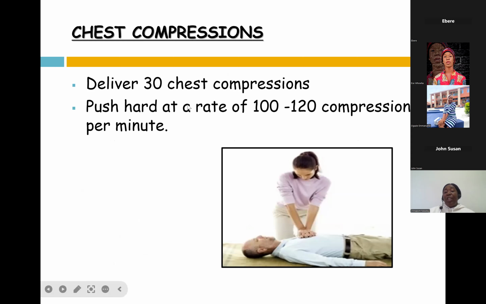That means if you're giving 30 chest compressions at a go, it's going to be definitely less than 1 minute. The rate should be about 100 to 120 per minute, but you're expected to give only 30 at a go.